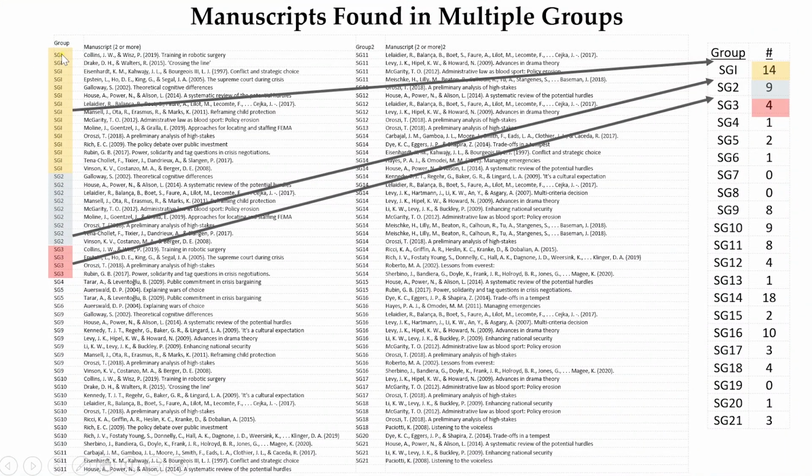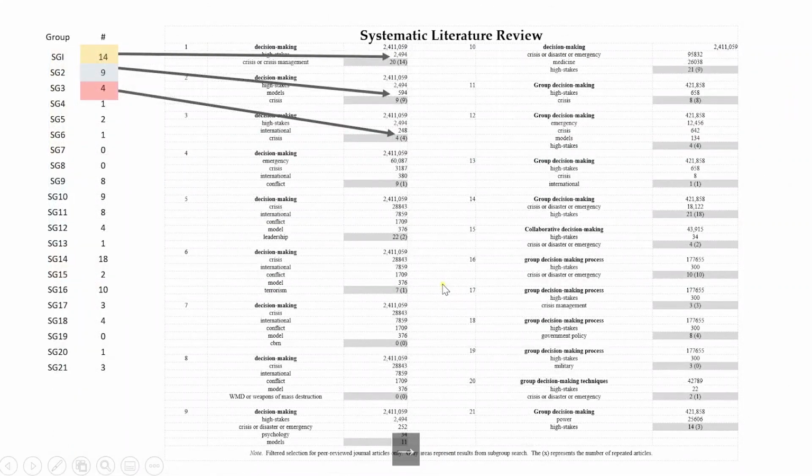And you can see here, for example, for subgroup 1, we have 14 papers, and so here's the 14. Subgroup 2, 9 papers. Subgroup 3, 4 papers. So those numbers will go into those parentheses there. So again, that 14 indicates that of that subgroup, of those 20 papers, 14 of them were found in other subgroups.